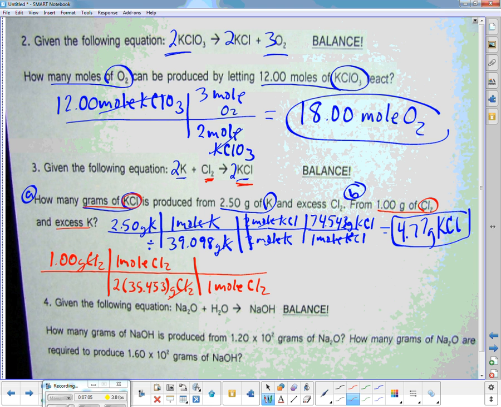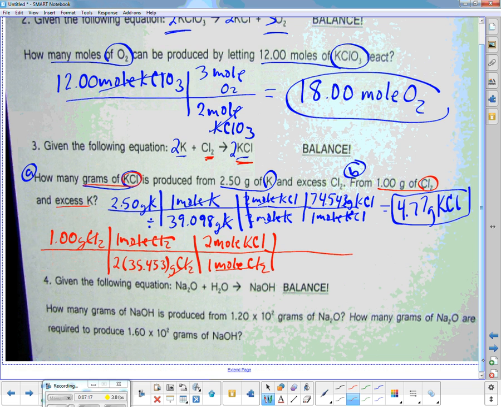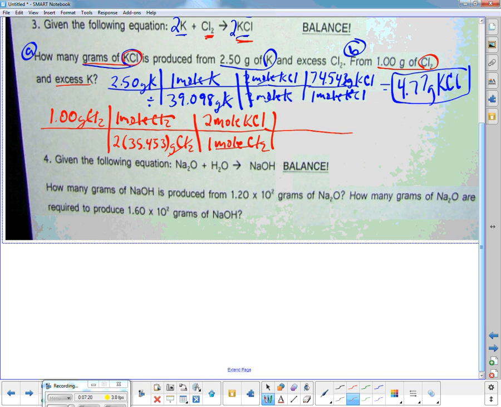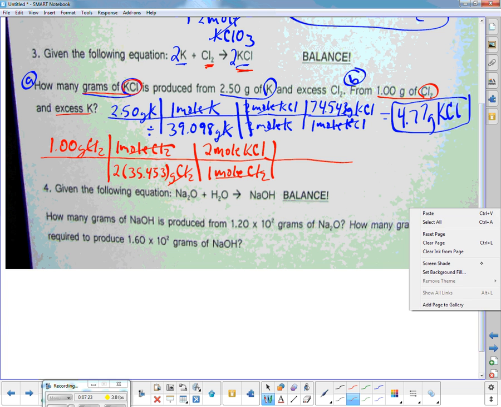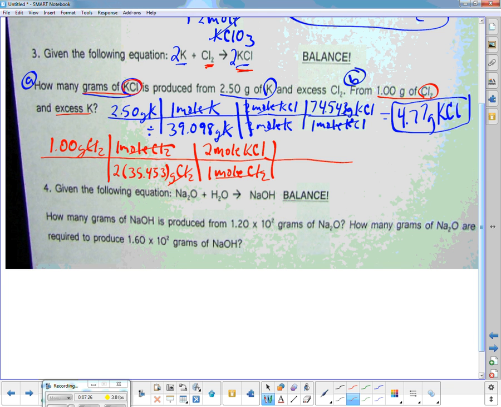Good. What do I put on top? 2 moles of KCl. Good. Then my moles of Cl2 would cancel out. I'm going to raise that up just a little bit. There we go. Okay. Now what do I want to do? I'm now in moles of KCl. My last conversion is going to be exactly the same. So 74.548 grams of KCl, 1 mole KCl, moles go out, and I times across.